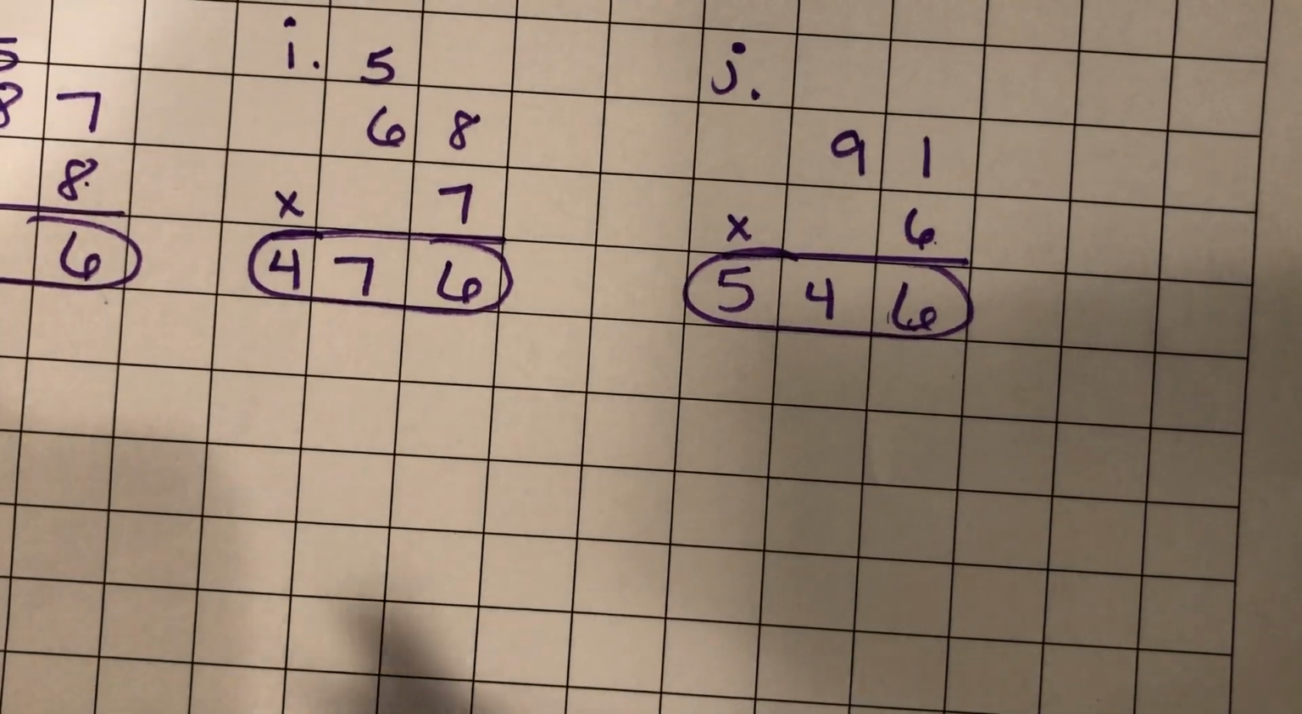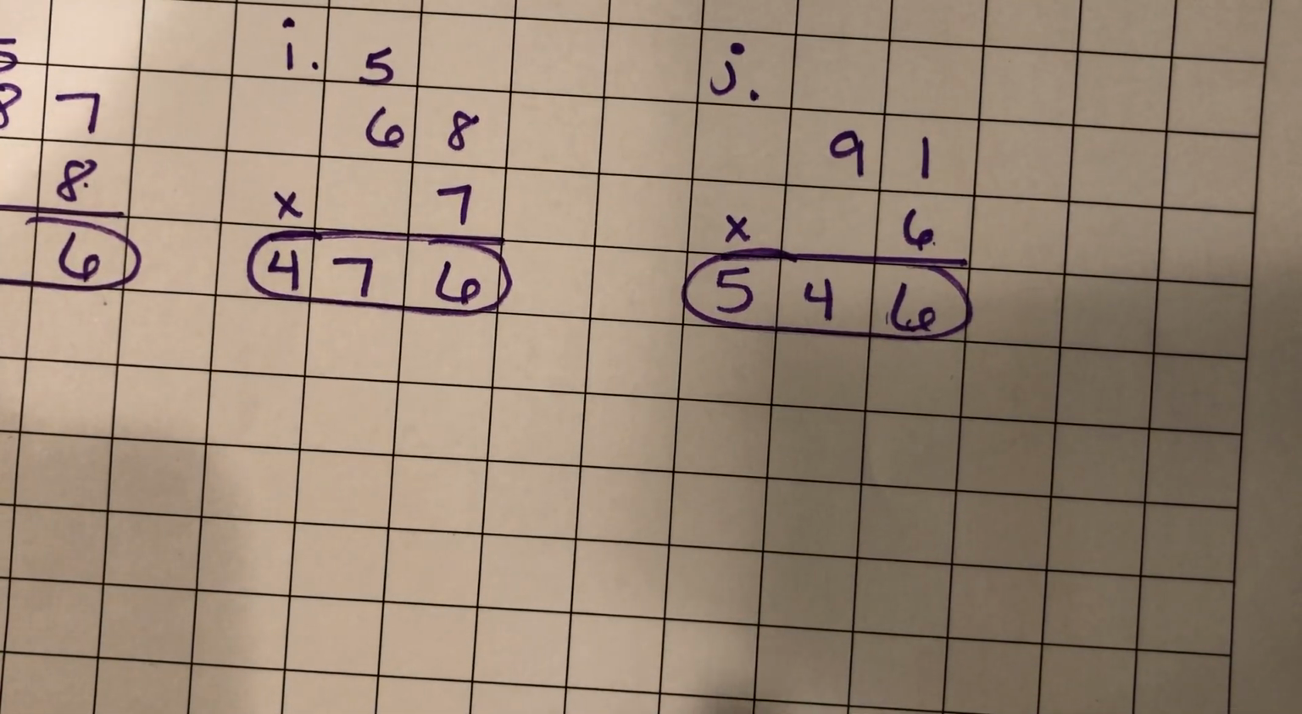That's it. That's how you use the standard algorithm to multiply a multi-digit number by a single digit number.